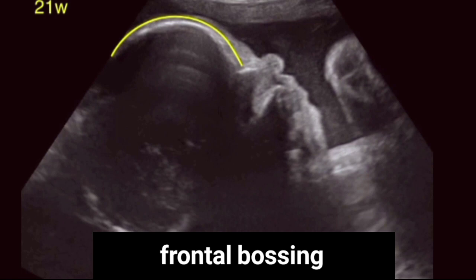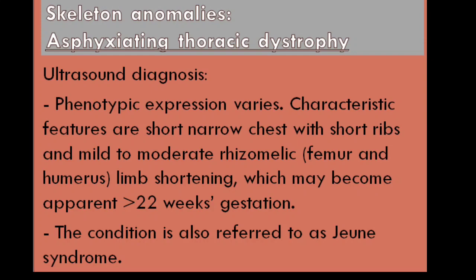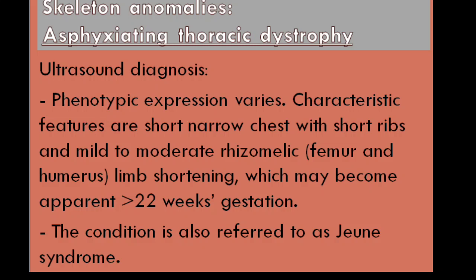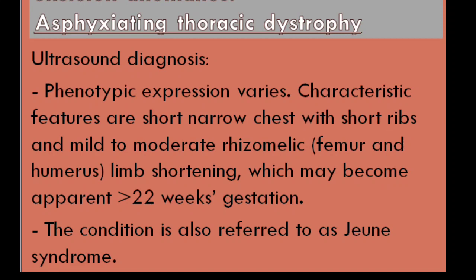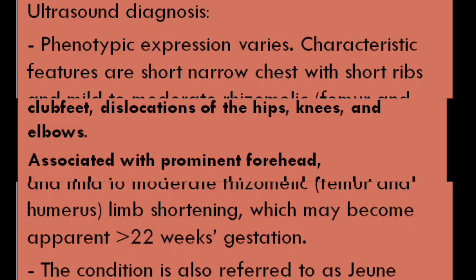4. Asphyxiating thoracic dystrophy. Ultrasound diagnosis. Phenotypic expression varies. Characteristic features are a short narrow chest with short ribs and mild to moderate rhizomelic limb shortening, femur and humerus, which may become apparent at greater than 22 weeks gestation. The condition is also referred to as Jeune syndrome.